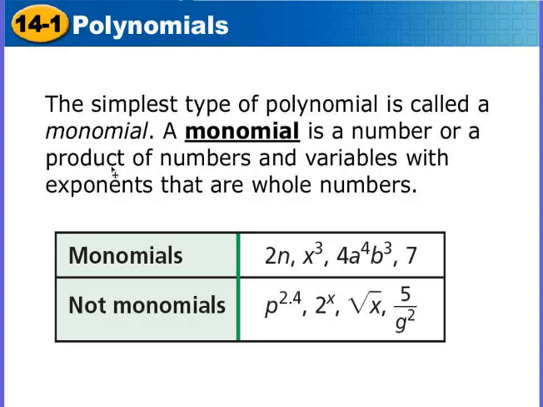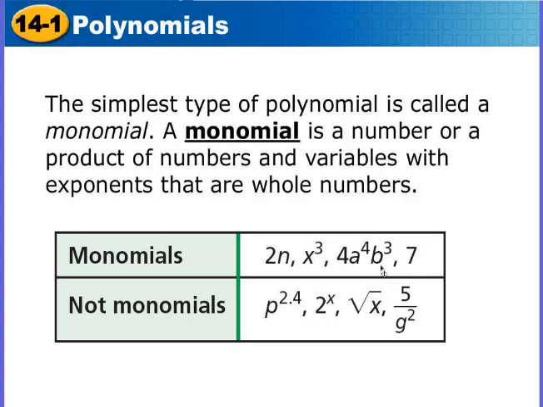Anytime a number and a letter are put together, we know that means to multiply. So we will have the product of numbers and variables, which are our letters, with exponents that are whole numbers. If they have an exponent on it, the exponent must be a whole number. Here are some examples of monomials. 2n is a monomial. You have a number and a letter shoved together for multiply. You have x to the third power. That's perfectly fine. The big thing is the exponent must be a whole number.